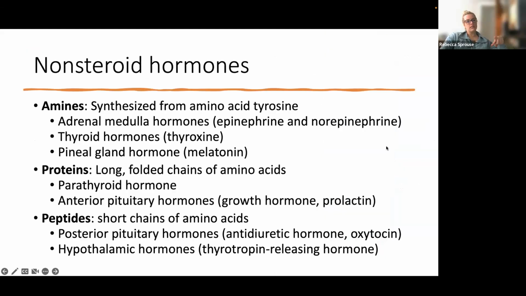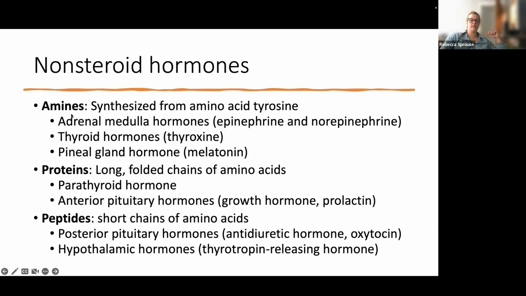Now, different from steroid hormones are non-steroid hormones. Your non-steroid hormones can be categorized into different categories based upon their chemical makeup. We're not going to get into the chemistry so much, but they're mainly categorized into molecules called amines, proteins, or peptides. Amines are derivatives of the amino acid tyrosine. Proteins are long folded chains of amino acids. Hopefully you know that already. Peptides are short chains of amino acids. So a peptide is basically just a short protein. And amine is the shortest of all of them.